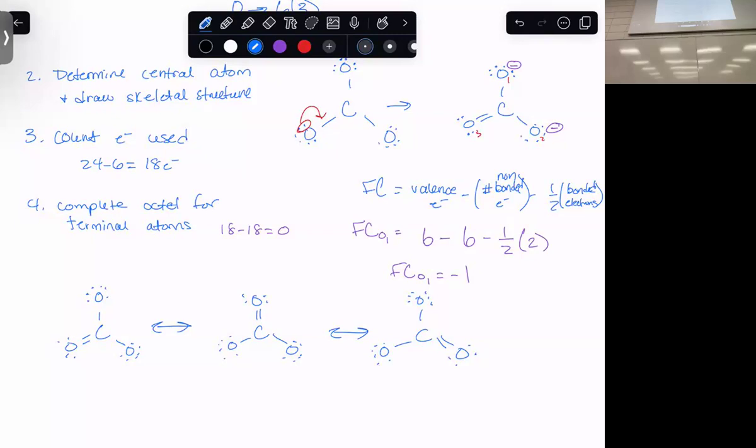Not values, but you can determine the trend for these types of scenarios. Yes. Where do the 2 extra electrons go?